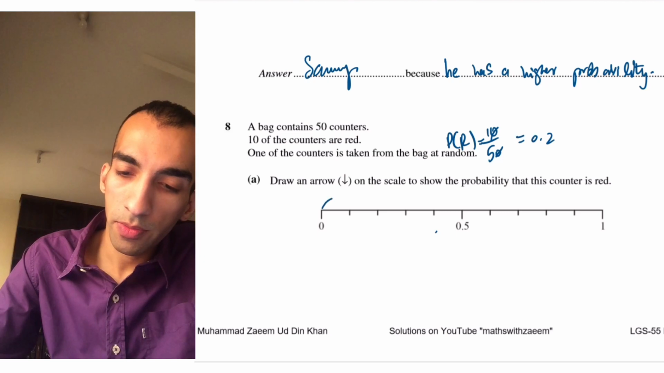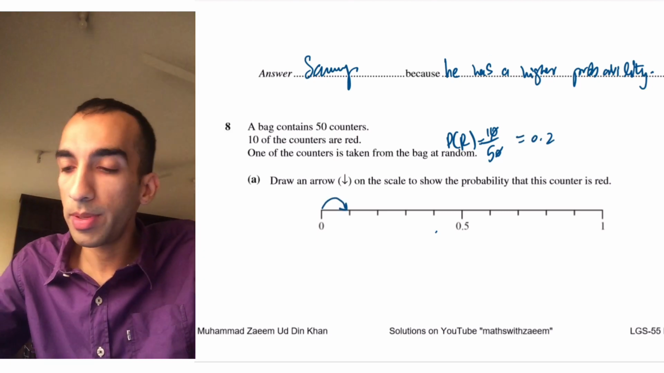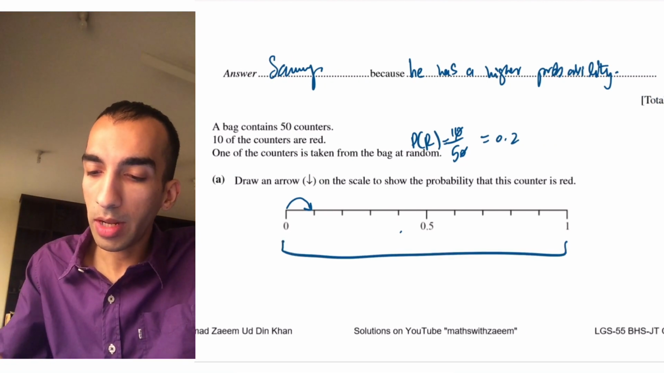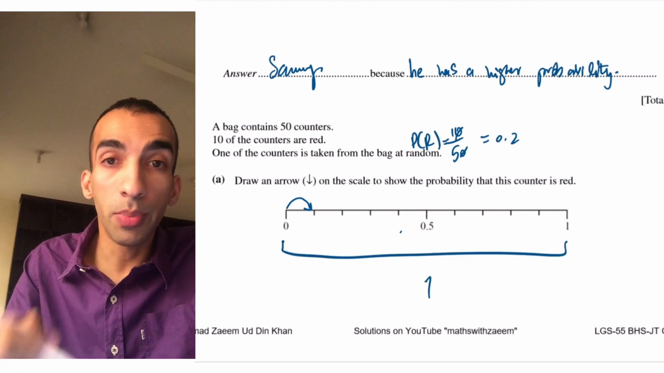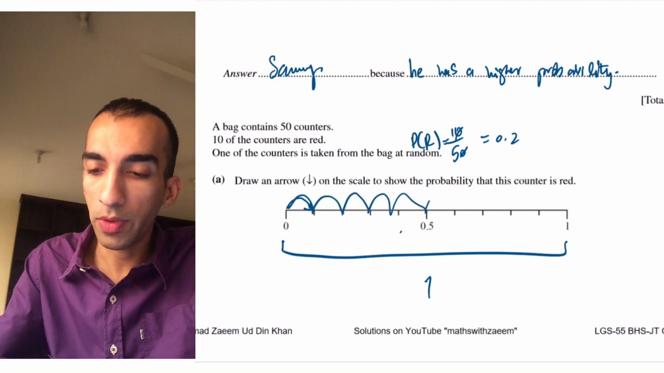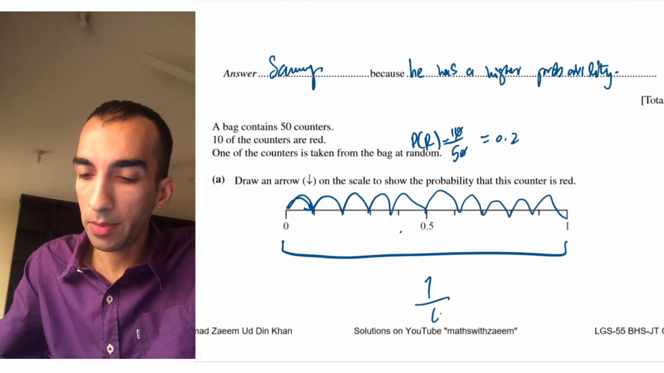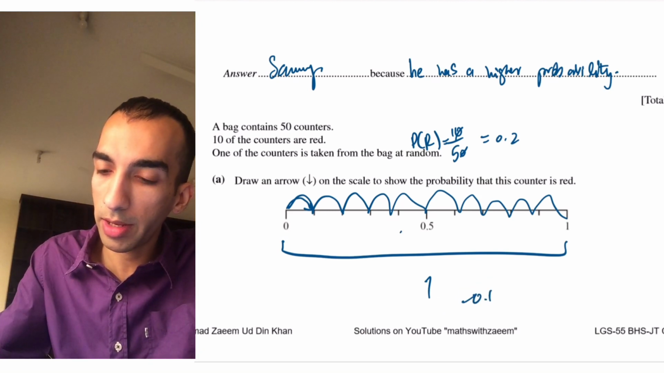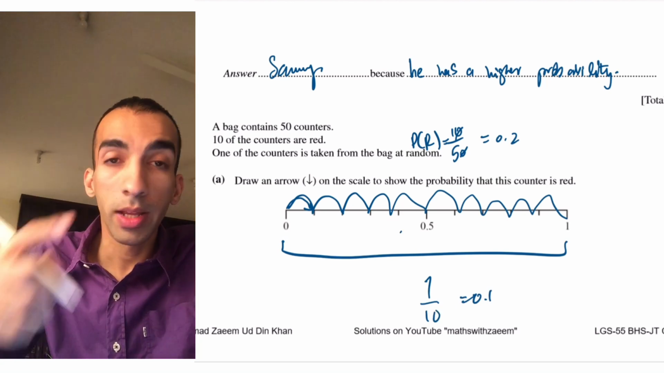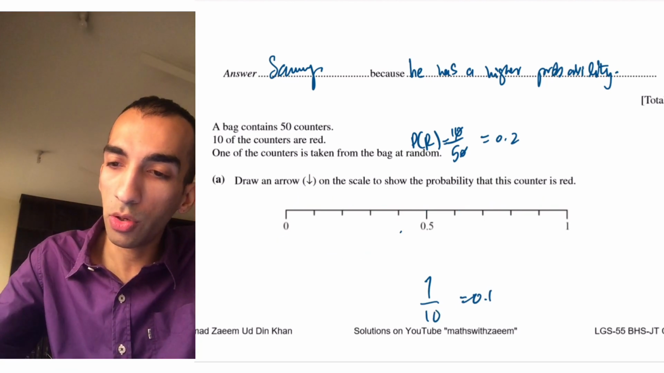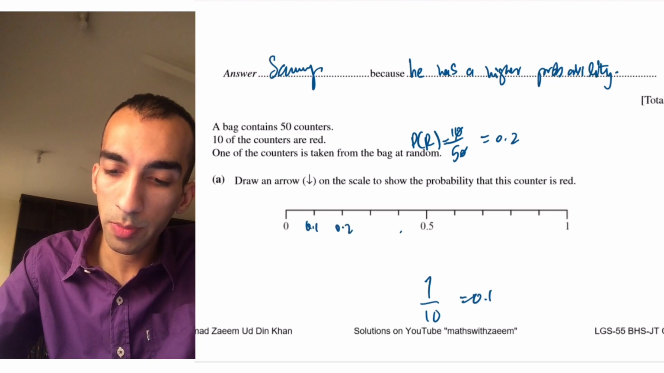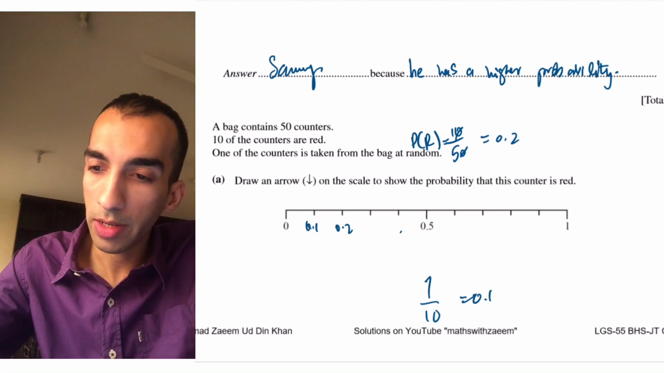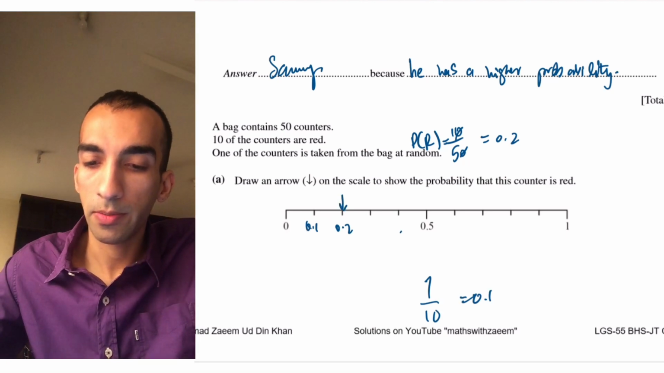How do I find out how much each small jump in this line represents? What I'm going to do is take this entire value 1 and divide it by the number of small lines. 1, 2, 3, 4, 5, 6, 7, 8, 9, 10, divided by 10. 1 divided by 10 is 0.1. Let me write that clearly. Apologies for that. 1 divided by 10 is 0.1. Every single small jump represents 0.1. So if this is 0.1, this must be 0.2. I'm supposed to draw an arrow right above this. Make sure it's accurate. Like this.